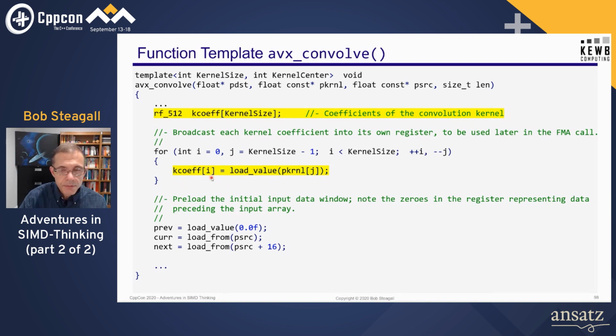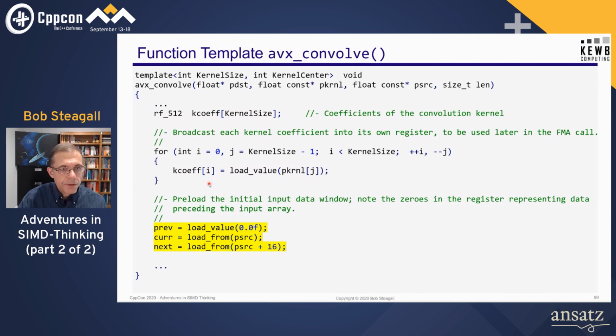But what I am going to do is, for each element in my array of registers that are going to hold convolution kernel elements, I'm going to broadcast the value of each kernel element into that array. So k coefficient 0 will have the broadcasted value of kernel 0, and so on and so forth.